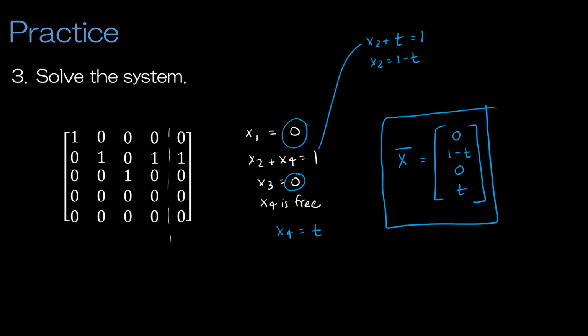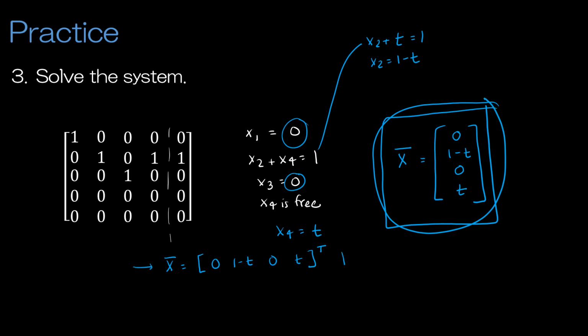Now I do want to point out in your textbook, just to save space, they write it like this: 0, 1 minus t, 0, t, transpose. This is the correct way that I would like you to do it. They're doing this in your textbook just because it doesn't take up as much space up and down. Coming up next is section 2.6, which is all about applications of matrix operations.